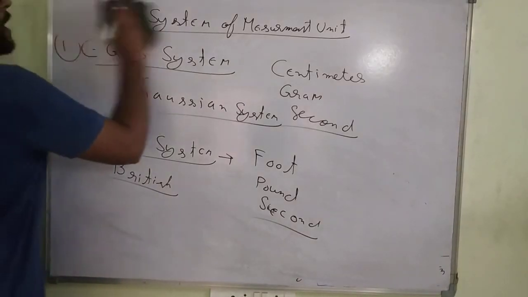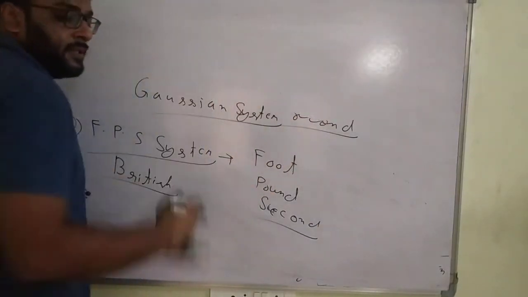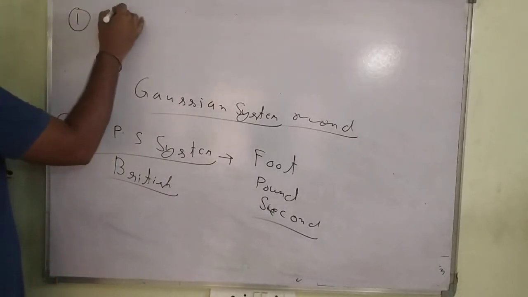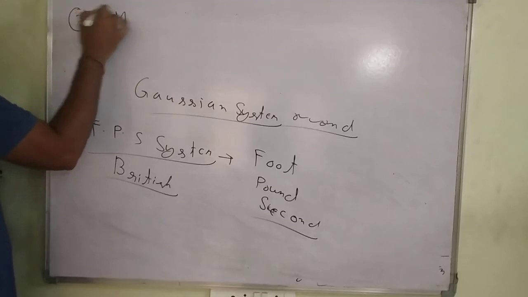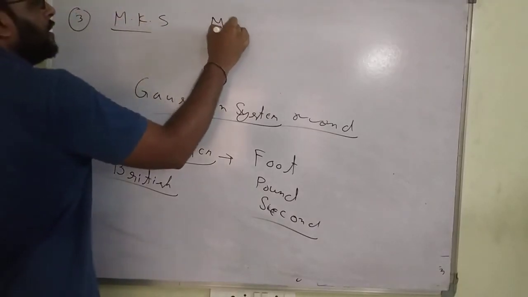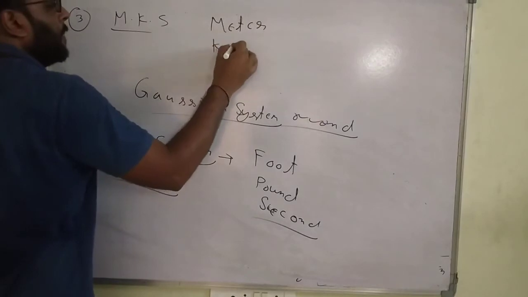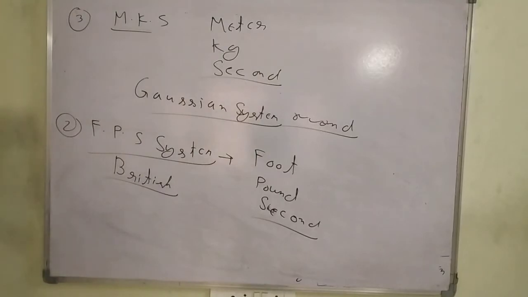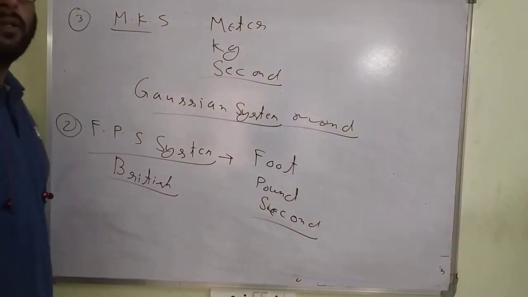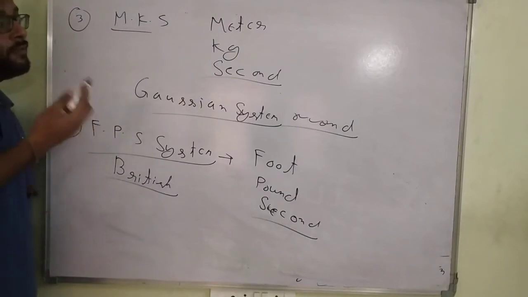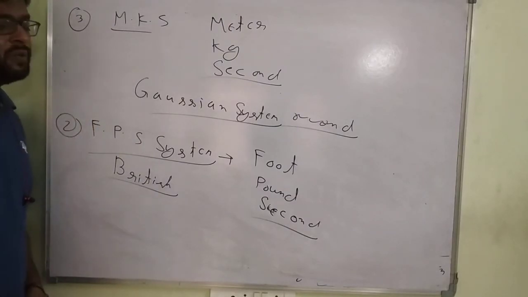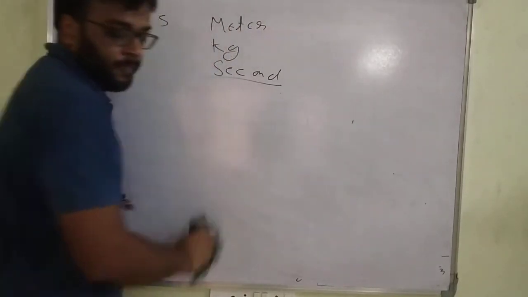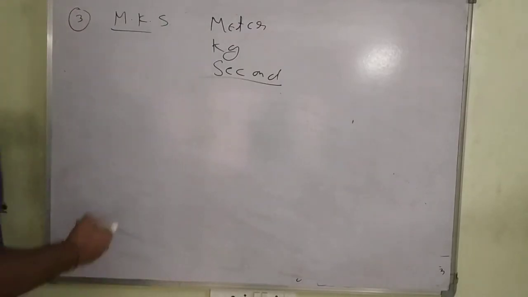Next further is the MKS system. What is the MKS system? The third one is the MKS system: meter, kilogram, second. We have different kinds of systems in different eras and decades. I hope you definitely know these systems. Next further system is the SI system. The last one is the international system. It is called the SI system.